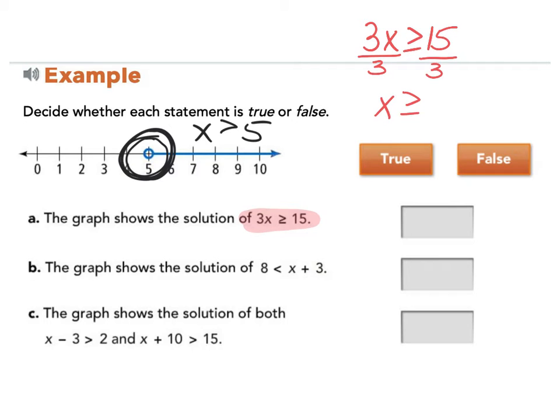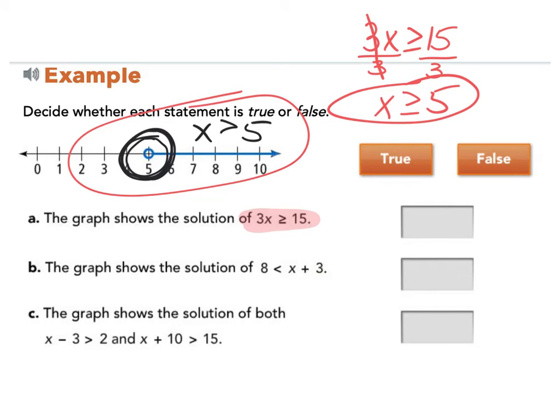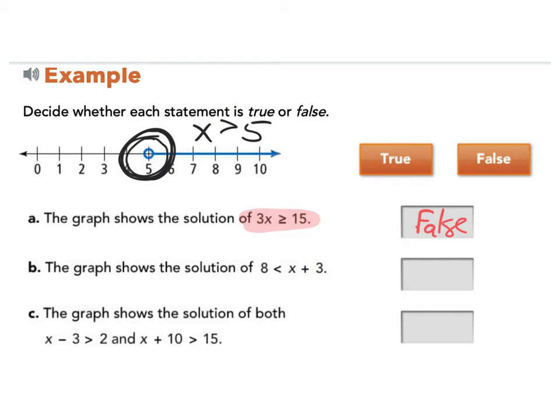Left side, 3 divided by 3 really equals 1. So all you have left is x on the left side. You could write 1x, but 1x is the same as x. On the right side, 15 divided by 3 is 5. Well, this graph does not show x is greater than or equal to 5. It just shows x is greater than 5. So this one is false. We'll just write the whole word because it's not that tough. Then you have to do the next two. Same thing. You have to solve them. And they have to come out, x is greater than 5.